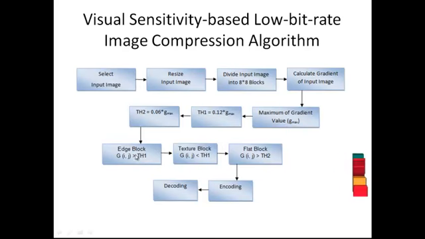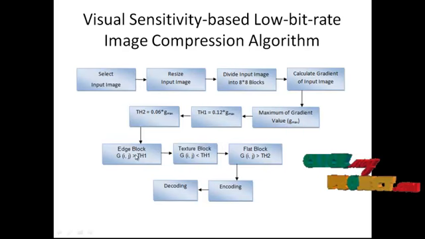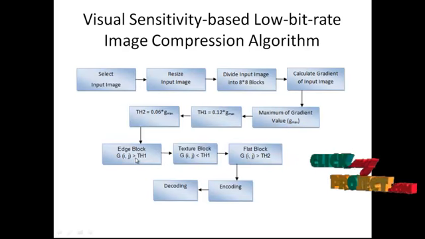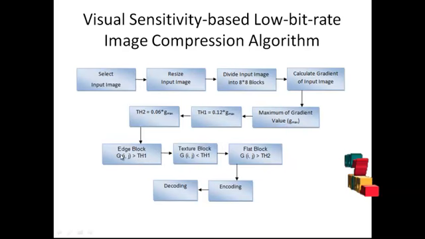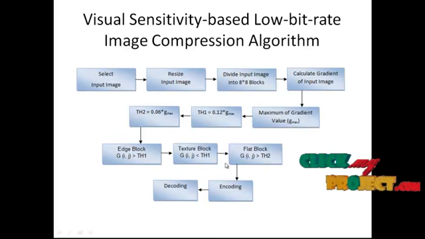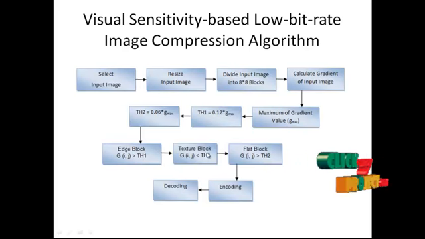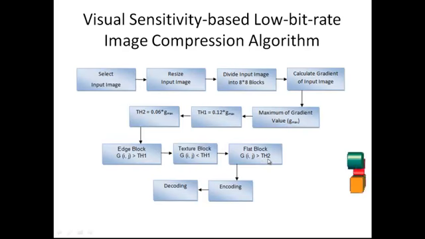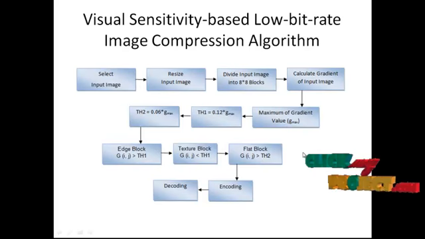0.06. The 8x8 blocks of the input image are classified into edge block, texture block and flat block based on the following condition. If the block is greater than TH1 value, it is classified as edge block. If the block is less than TH1, it is classified as texture block. And if the block has a value greater than TH2, it is classified as flat block.